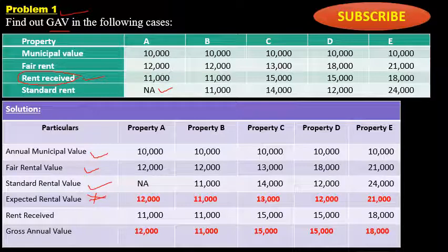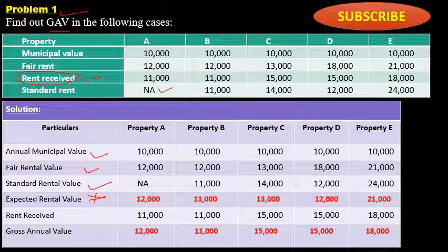Municipal value or fair rental value, whichever is higher but not exceeding standard rental value, is called the expected rental value, which I have explained under the classification of house property and even while explaining the format or structure of let out property. There I have given the provision related to expected rental value. But again I repeat, how to find out expected rental value?